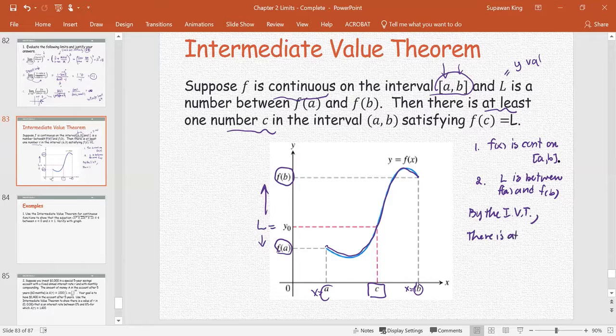there is at least one value, at least one, that means it could be more, at least one value called c, such that f(c) equals L. You see, L is the value between the function at a and the function at b, and the function is continuous. So therefore, by the intermediate value theorem, there will be a value c that gives you the function value L that can be found in between point a and point b.